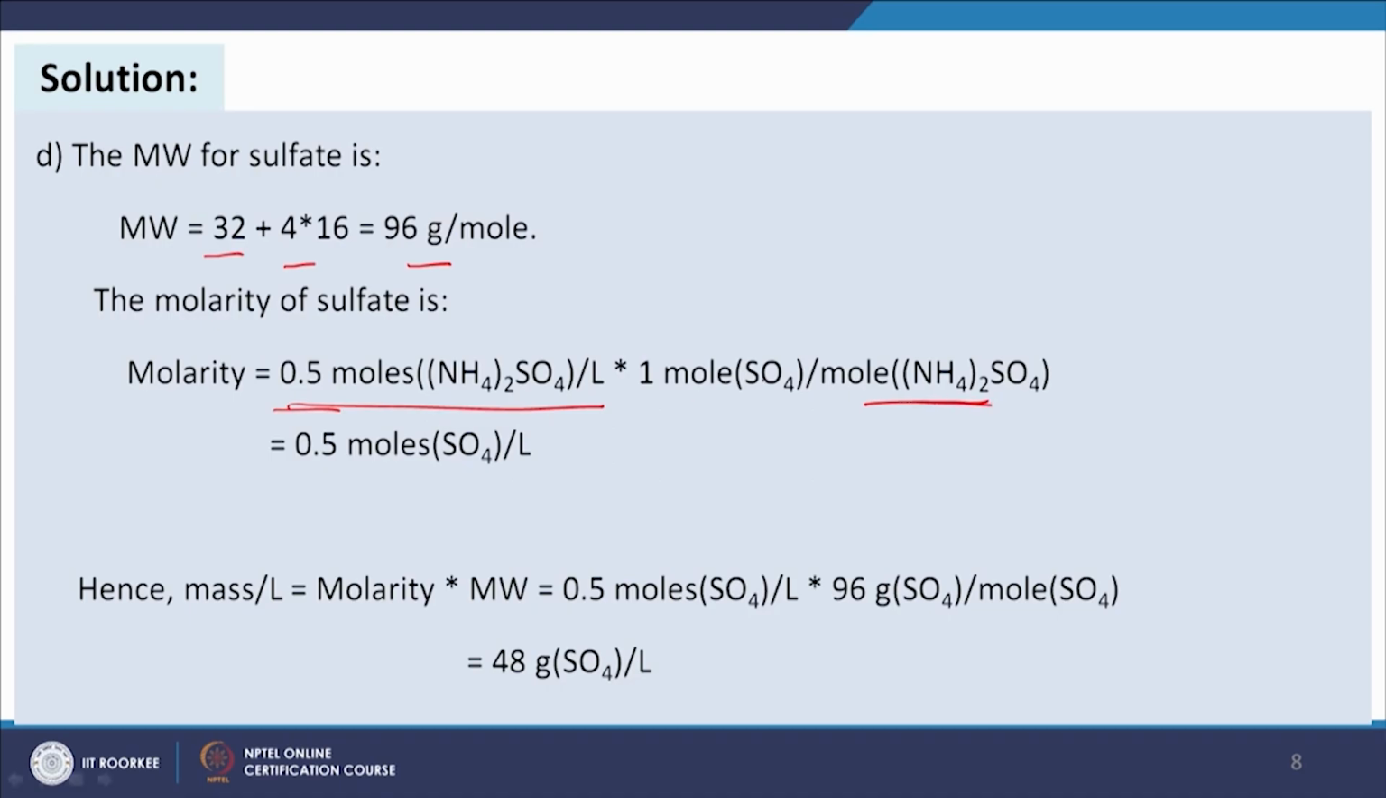1 mole sulphate we are getting from 1 mole of ammonium sulphate, and hence mass per liter is equal to molarity into molecular weight. So, 0.5 moles per liter and molecular weight is equal to 96 gram sulphate per mole of sulphate, that we know. So, that is equal to 48 gram sulphate per liter. So, this much sulphate is present in it.